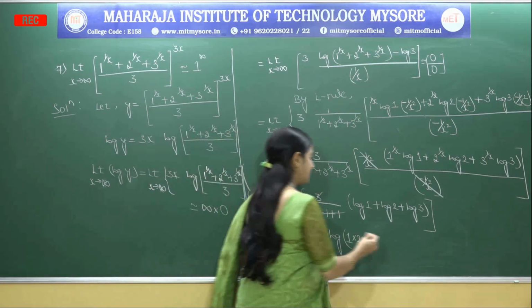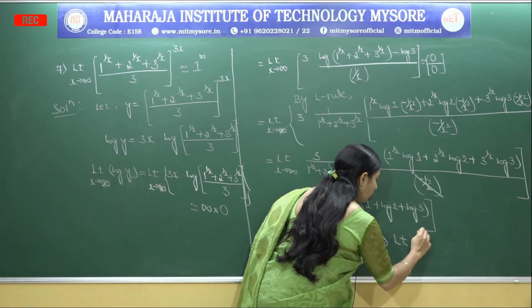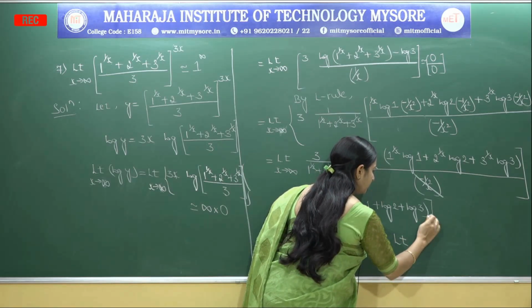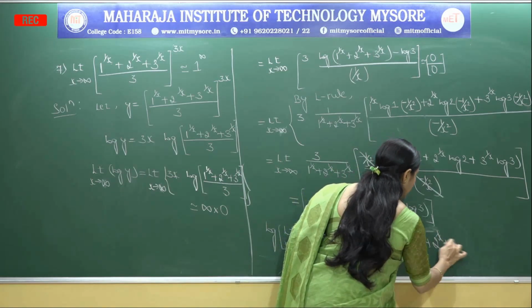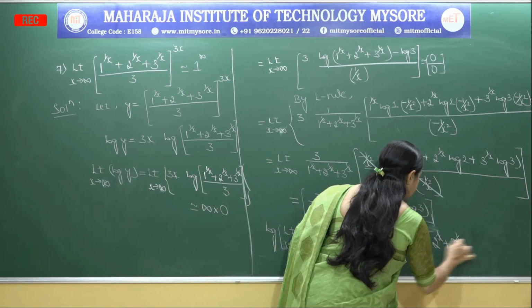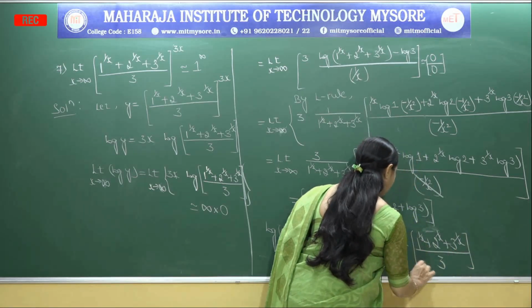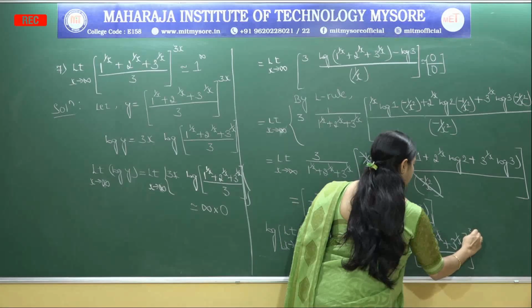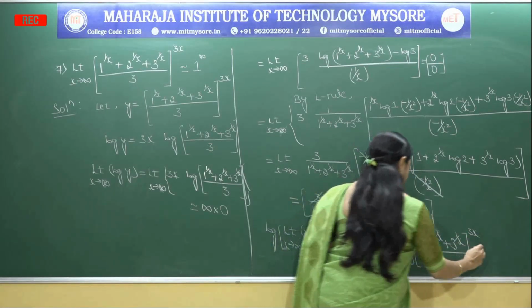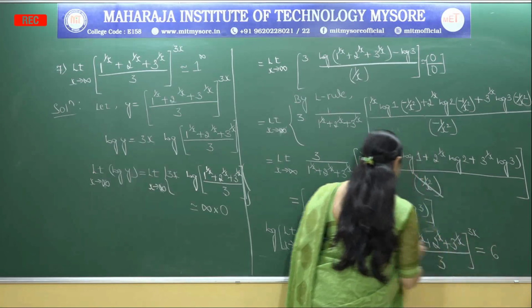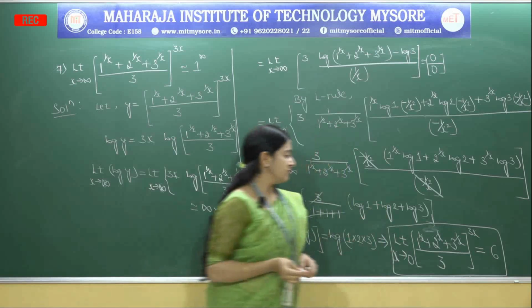Neglect the log on both sides. Then substitute for y, you will get the limit of ((1^(1/x) + 2^(1/x) + 3^(1/x))/3) power 3x as x tends to 0, answer as 6. This is the answer.